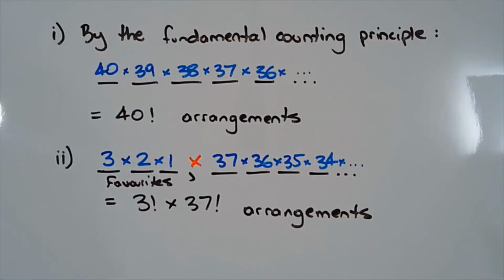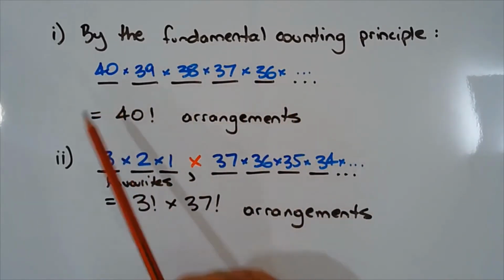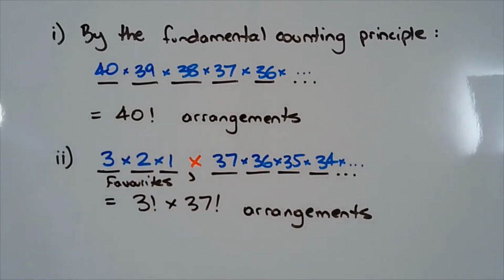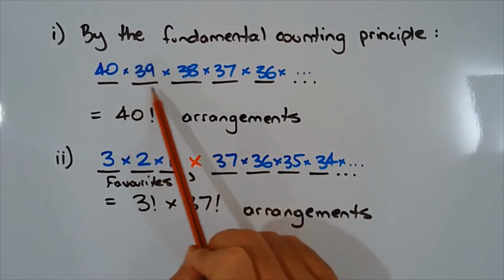Part 1. Our first consideration is whether order matters. And in this case, order certainly does matter. Now, Alex is going to order 40 songs. So for the first place, or the first choice, Alex has 40 songs to pick from. Once she's chosen a song, for the second choice, she has 39 songs left to pick from.